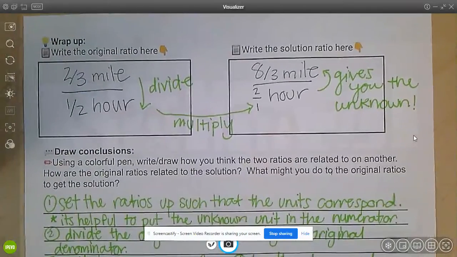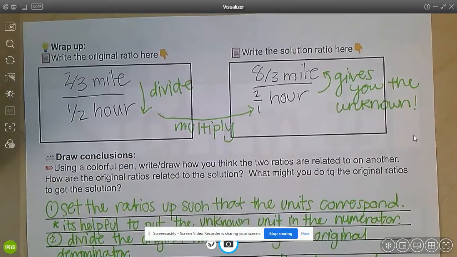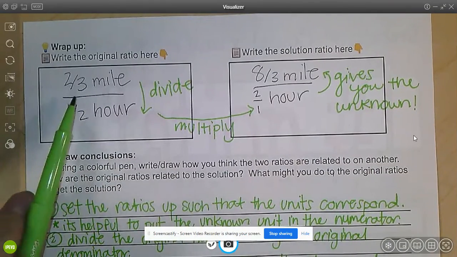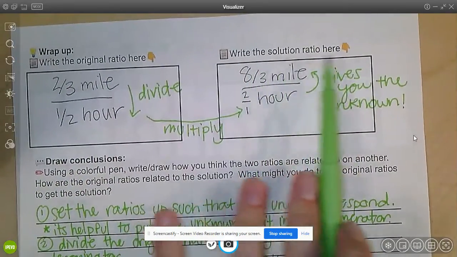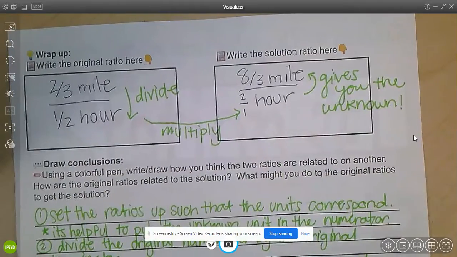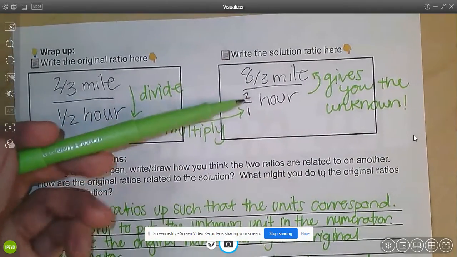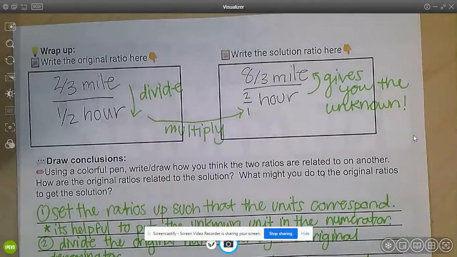On the back, you are going to write the original ratio here. That's the ratio from the problem. For mine, it was 2/3 miles in 1/2 hour. Then you will write the solution ratio here, 8/3 of a mile in 2 hours. Because we're working with fractions, I put my whole number over 1 just to put it in the form of a fraction. Everybody take a moment and write your original ratio and your solution ratio here. So pause.